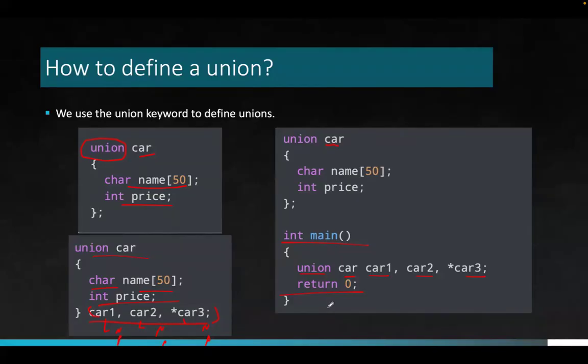If you observe, structure also has the same form. The only change here is that instead of union, you write structure, and instead of structure, you write union if it is a union. And the members are the same, right? Structure also follows the same pattern. But what is the main difference? The main difference is that a union holds only one member at a time.